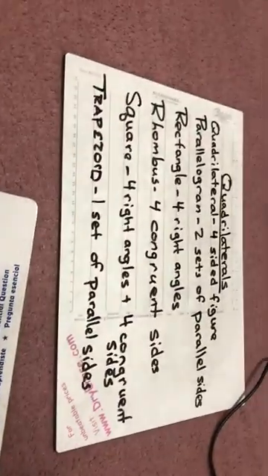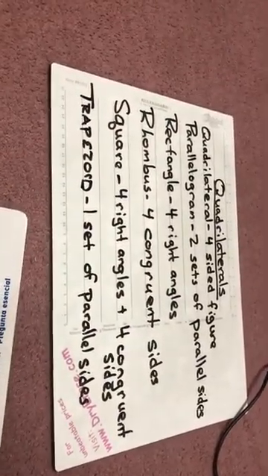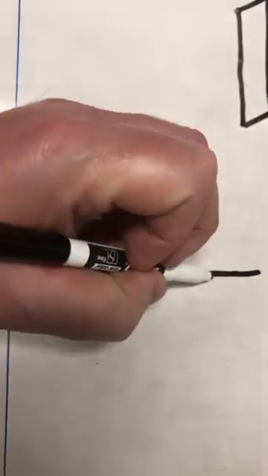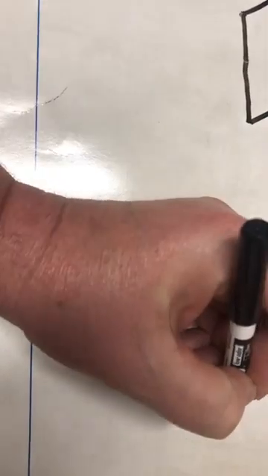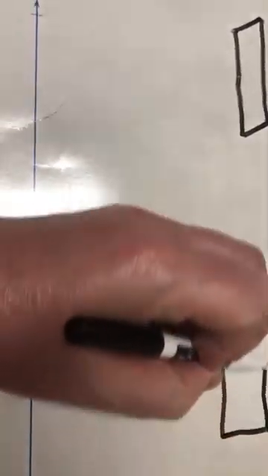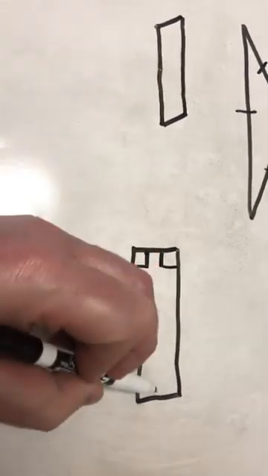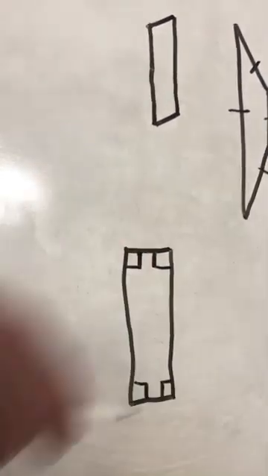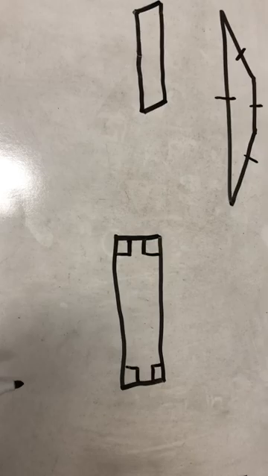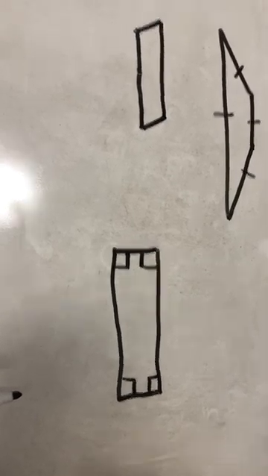The next one is rectangle. A rectangle has 4 right angles. Essentially, you get here, you get here, you get here. These are all right angles. That perfect 90-degree angle. Okay, that is considered a general rectangle.